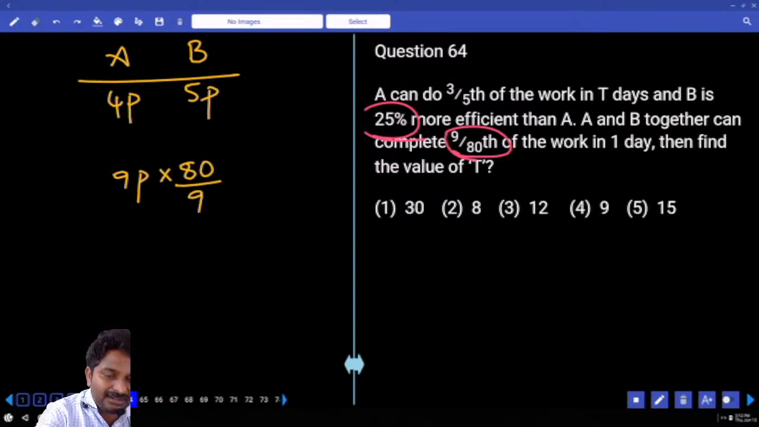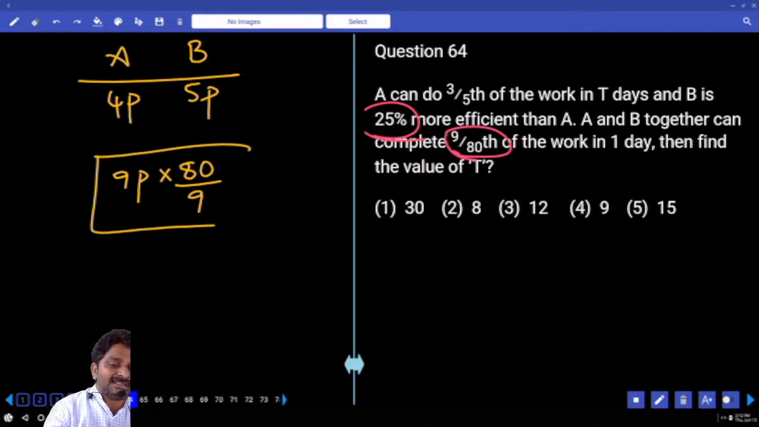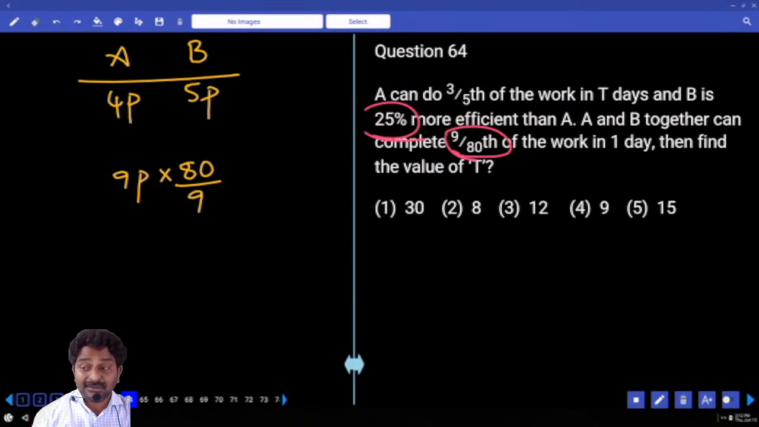They need how many days? 80 by 9 days. Together they do 9 parts of work, and to complete the work they need 80 by 9 days. If you multiply their efficiency and time, that itself is the total work. Agreed or not? Now this must be done by what?